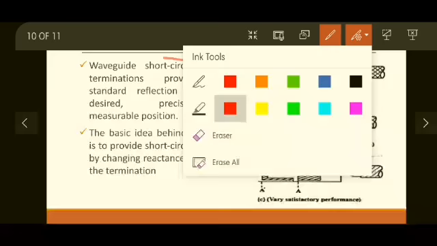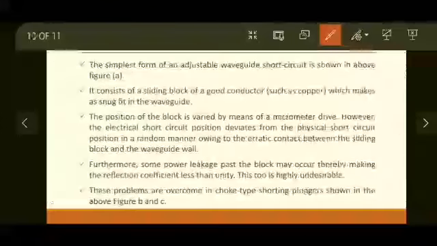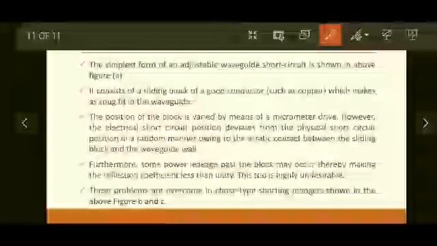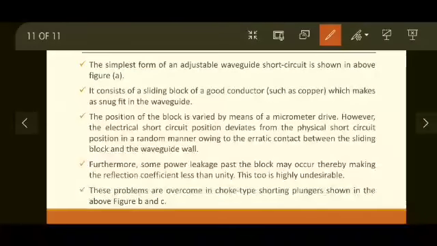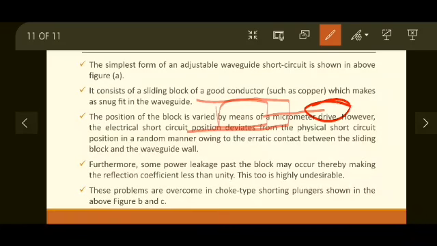Okay, so let's see the working of it. The simplest form of adjustable waveguide short circuit is shown in the above figure A. It consists of a sliding block, so it can be moved forward and backwards, of a good conductor such as copper, which makes it a snug fit in the waveguide. Snug fit means closely fit. So the waveguide is closely fitted with such a copper conductor so that it can be moved easily, as well as provide good termination also. The position of the block is varied by means of a micrometer drive which is externally connected. So this is a drive.